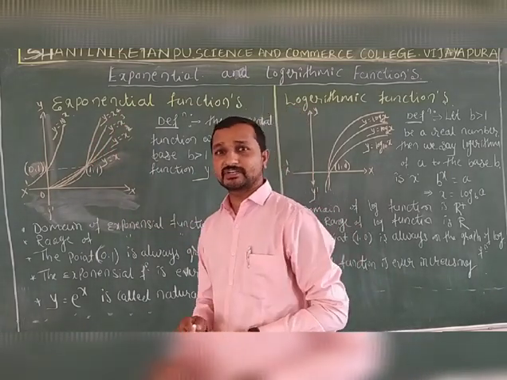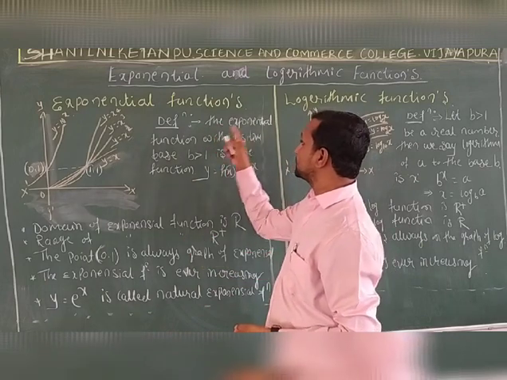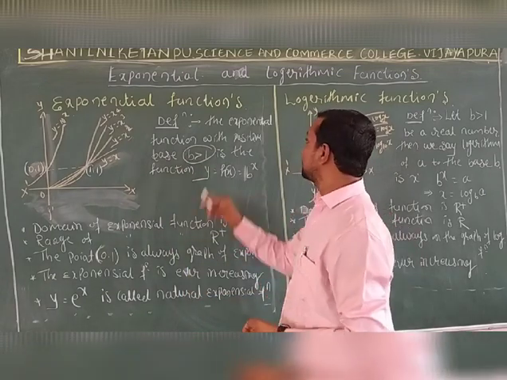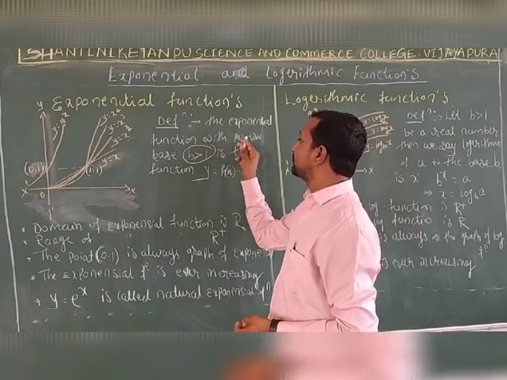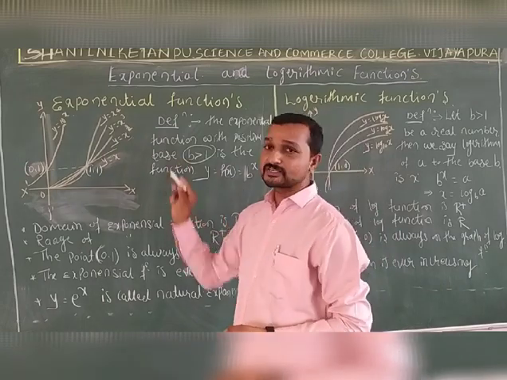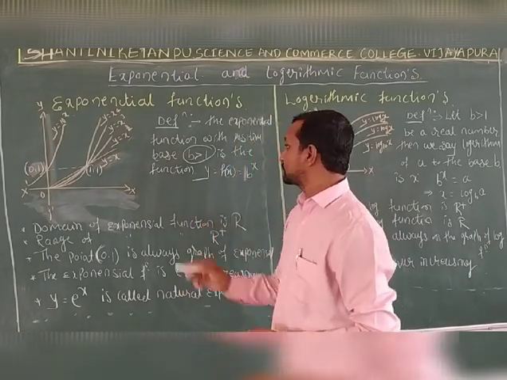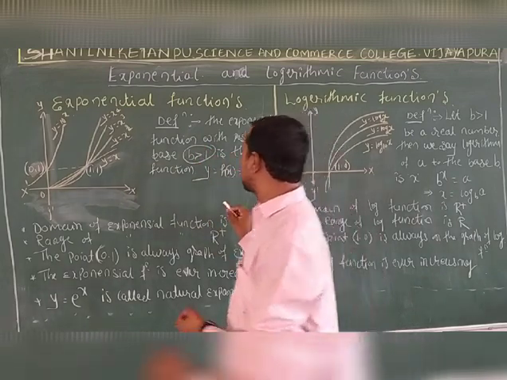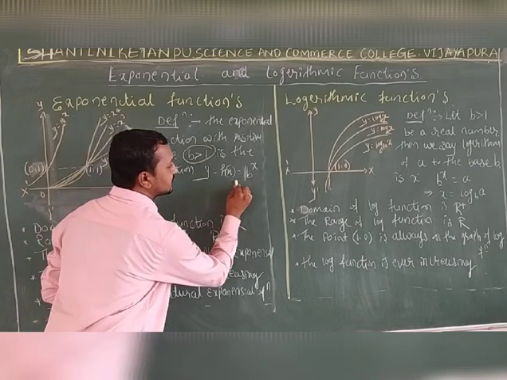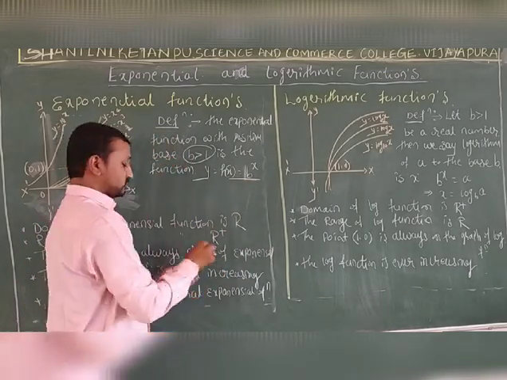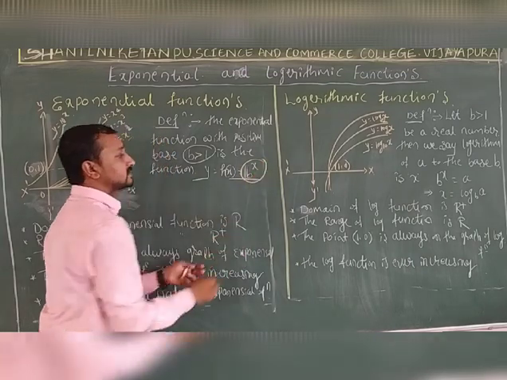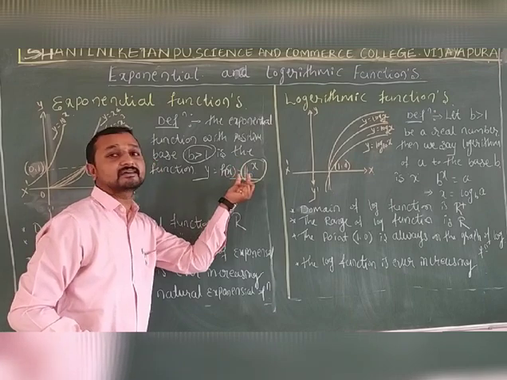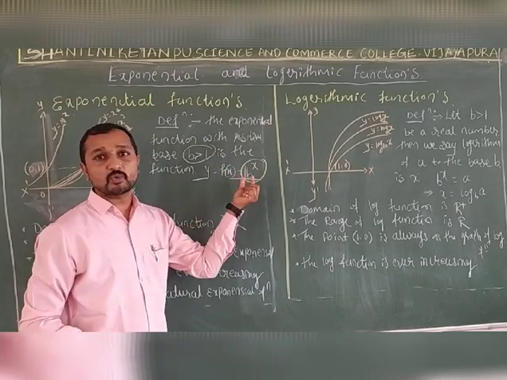Then what is the definition of the exponential function? The exponential function with positive base b, greater than 1, is the function y equal to f of x equal to b raised to x. The base of this function should always be positive. So b raised to x is the exponential function, and this b is the base. Base is always greater than 1, that is always a positive quantity.